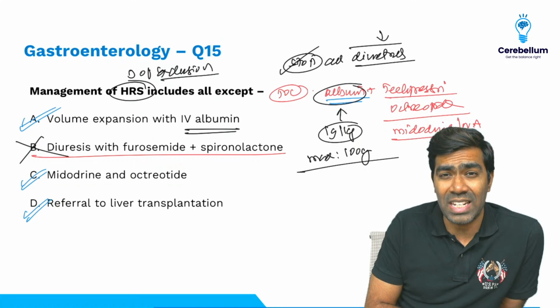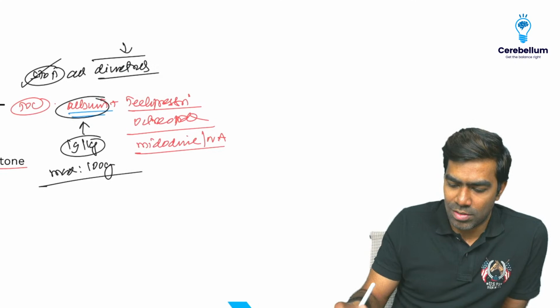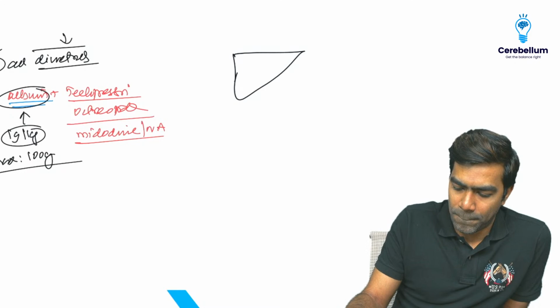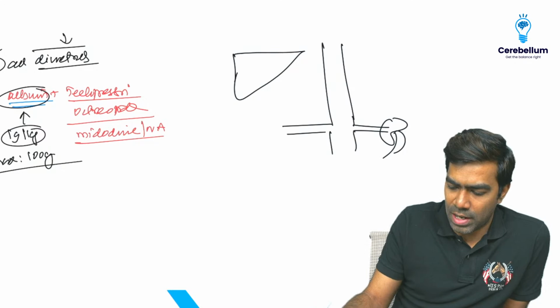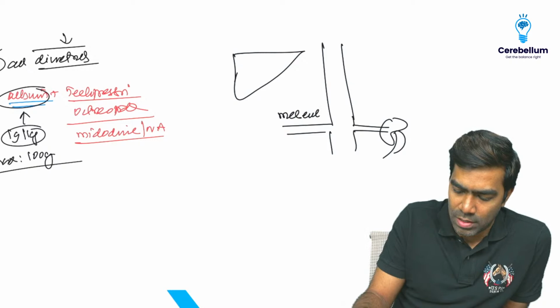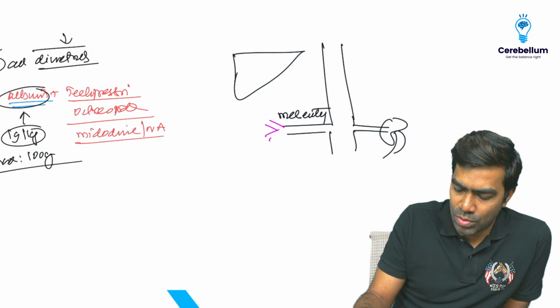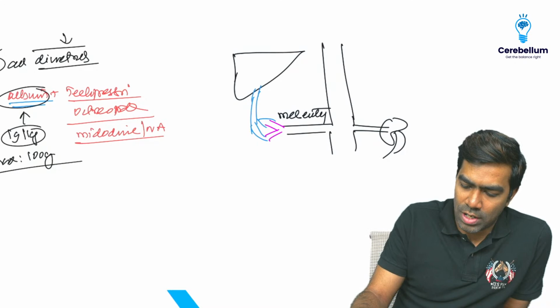Let us see what's happening here. So you have the liver, and you have the kidney over here, let us assume. This is the aorta, and this is the kidney blood supply, and on the other side, you have the intestinal supply. So this is the mesenteric supply. All this mesenteric vasculature is going to become the portal vein, and the portal vein is going to go to the liver.